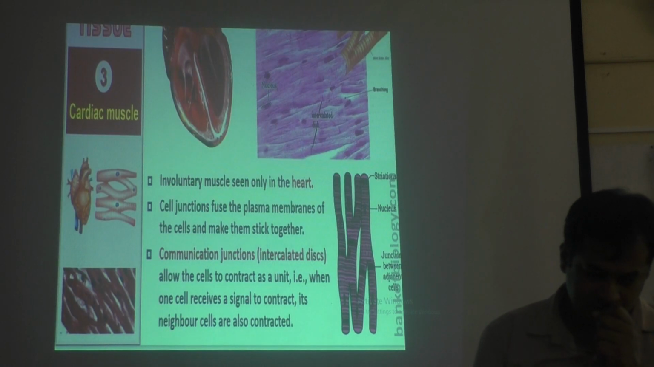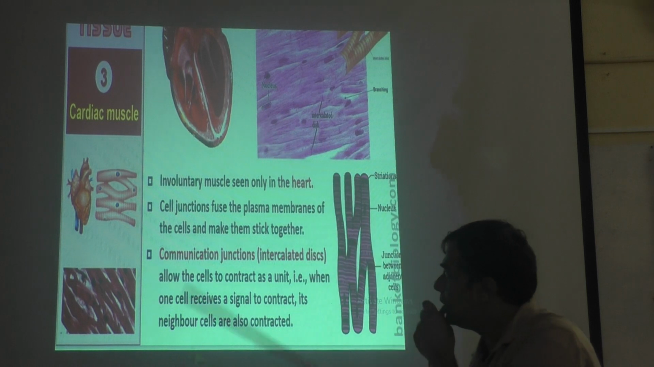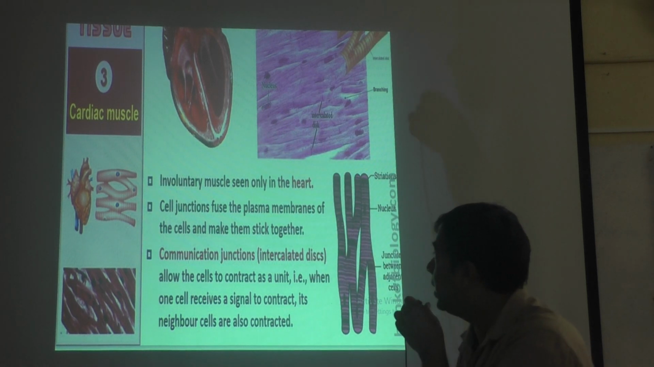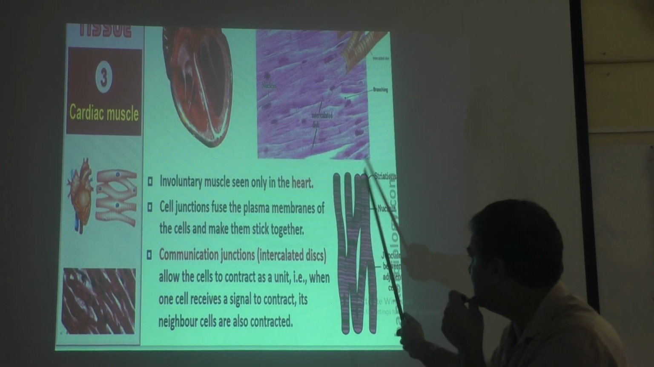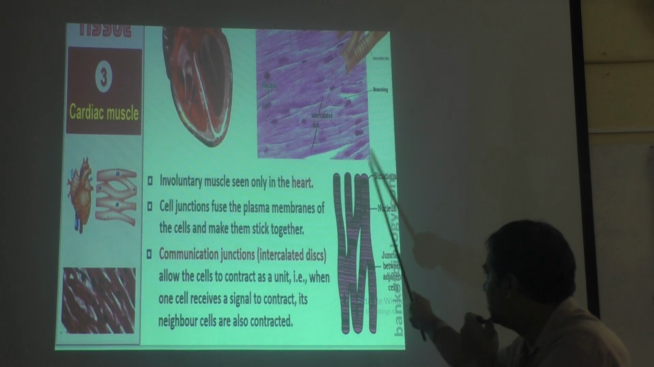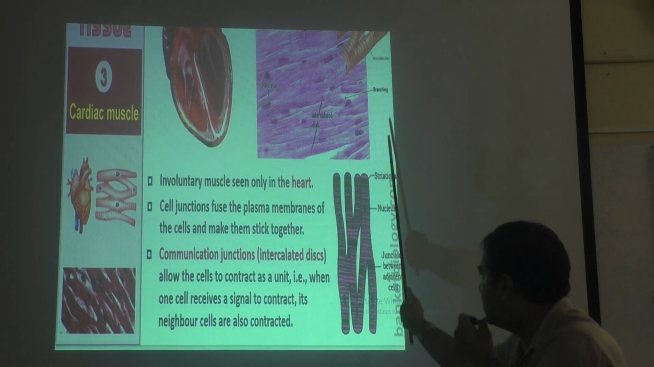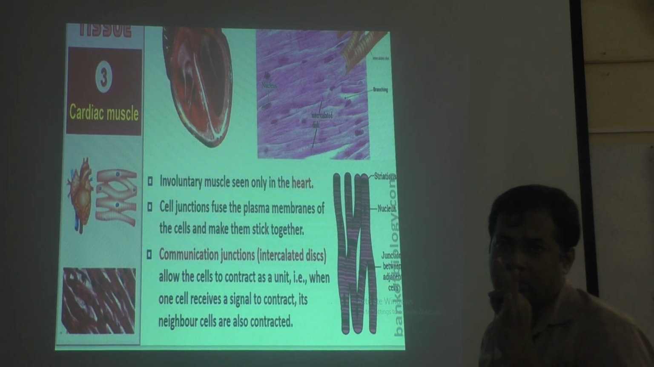Then the third type is cardiac muscle. You can see it is present in the heart. The heart is a muscular organ. Cardiac muscle has this structure where you can see the branches there. One has branched, and one produced two branches here. So it is an involuntary muscle, and heart muscles are also not under our control. So we cannot control the heartbeat.